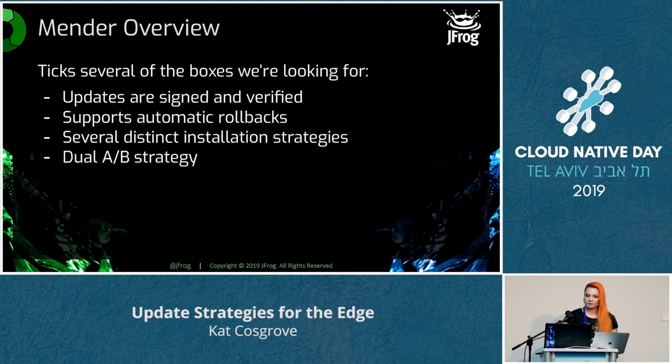So Mender ticks a lot of the boxes we're looking for. Our updates are all signed and verified. It supports automatic rollbacks, again, if something goes wrong. And it provides several distinct installation strategies for us. I'm going to be focusing on the dual A/B strategy.